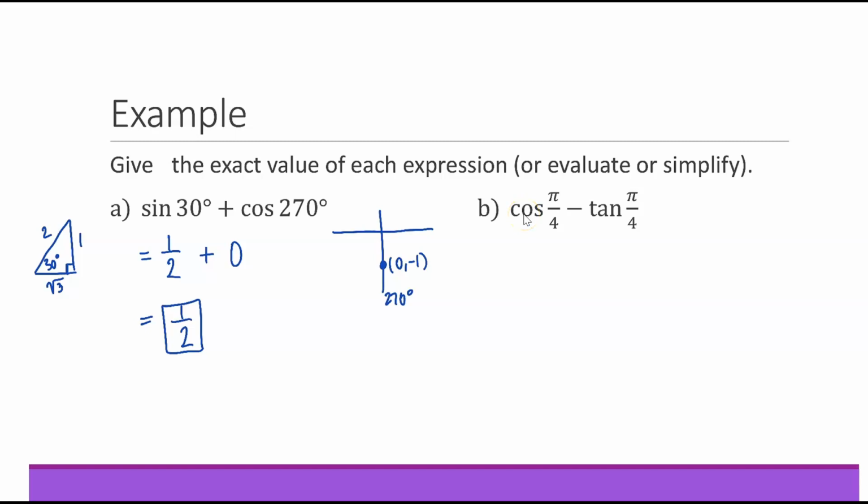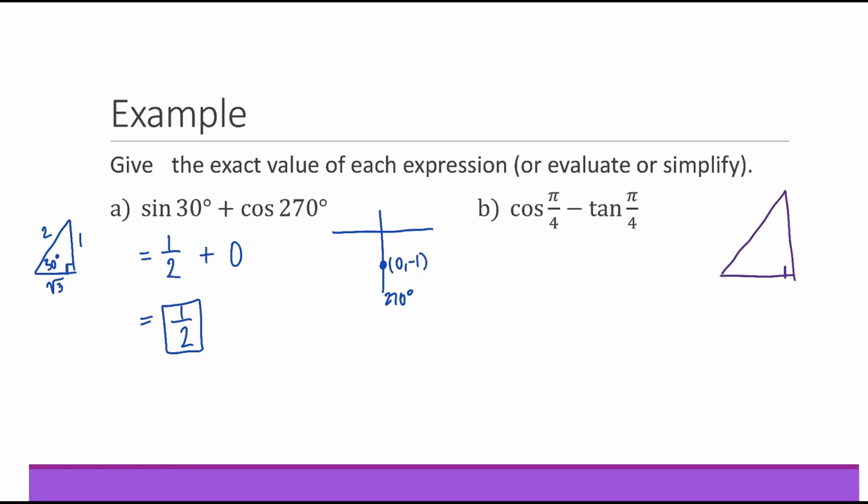Here we're being asked to evaluate or simplify cosine of pi over 4 minus tangent of pi over 4. Again, we have to address each one separately. And for both of them, the inside angle is pi over 4. Here our angle is in radians, but we should remember that pi over 4 is 45 degrees. So pi, remember, is 180, so 180 divided by 4 is 45.